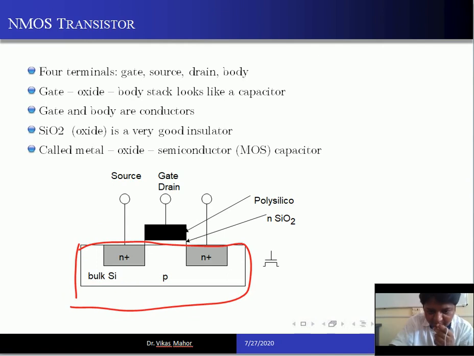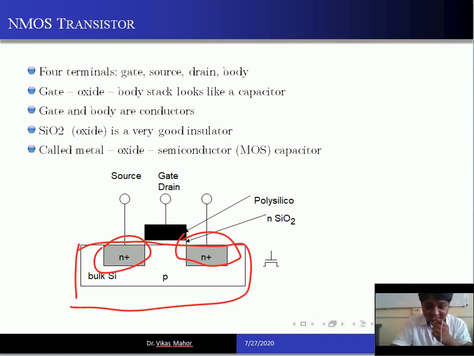You take a p-type substrate. What is a p-type substrate? A silicon which is doped with trivalent impurity, so it became p. Fine. P means it has majority charge carriers as holes. Then you take this much amount of area as heavily n-type. That means it is doped with pentavalent impurity, so it became n-type.